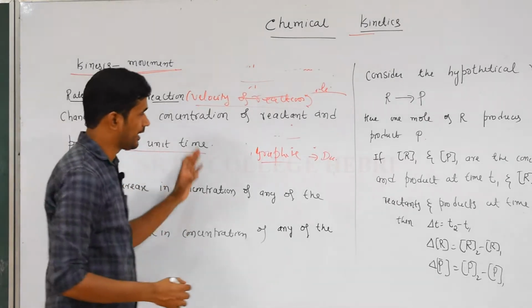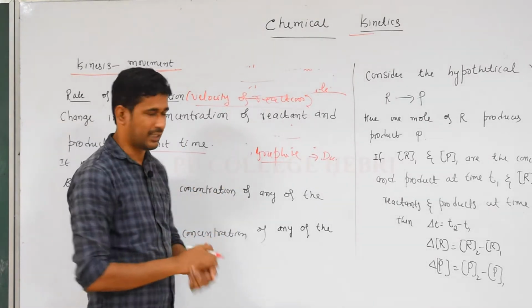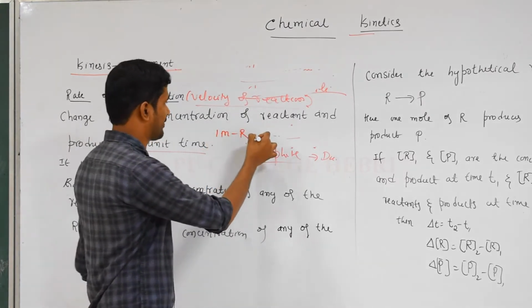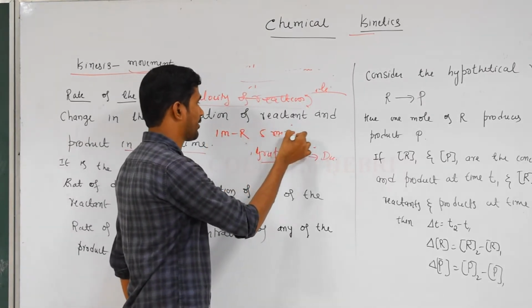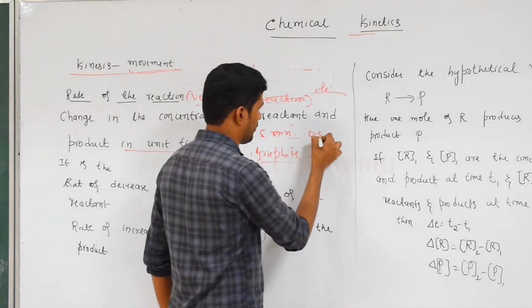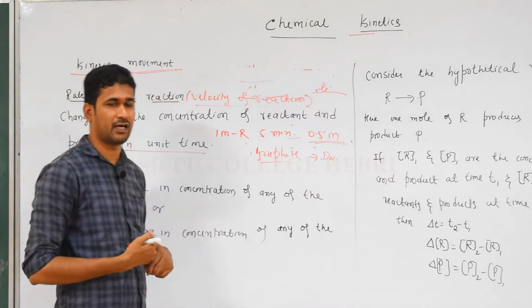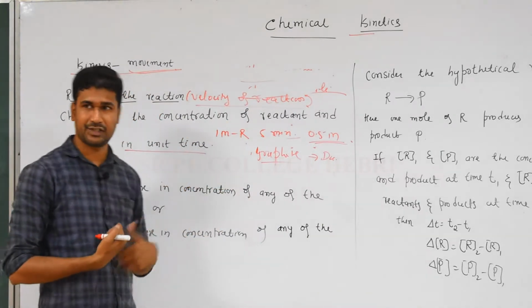Understood? Now some reactant is given to you. For example, you have 1 molar of any reactant R. After 5 minutes, it decreases to 0.5 molar. So here you can calculate the rate of the reaction.